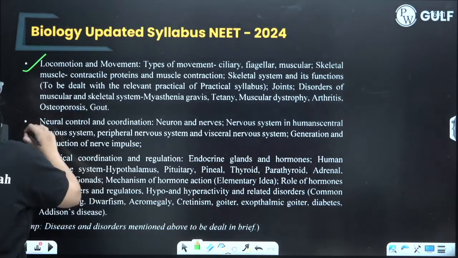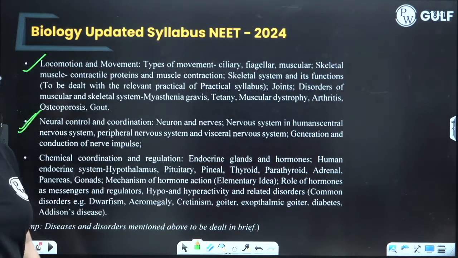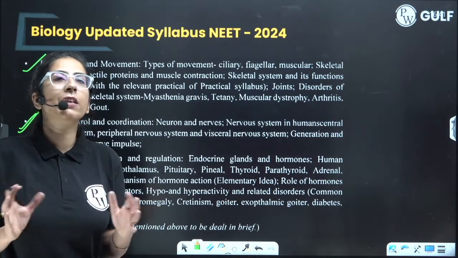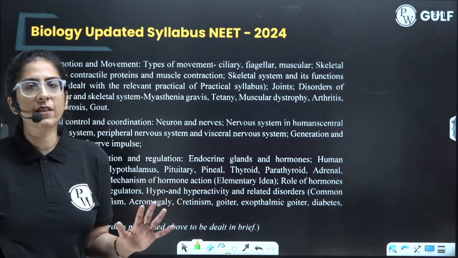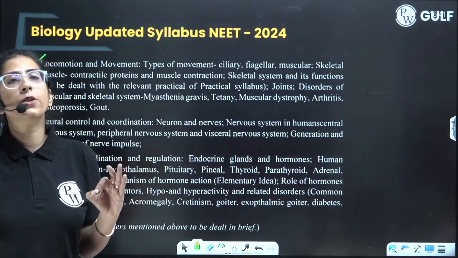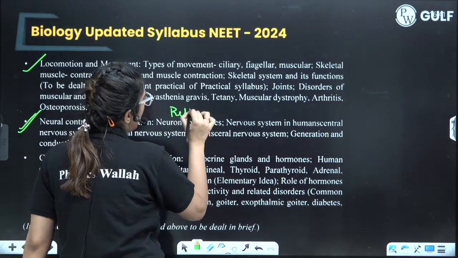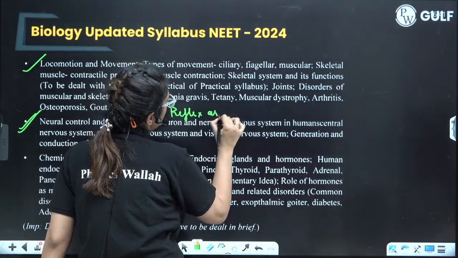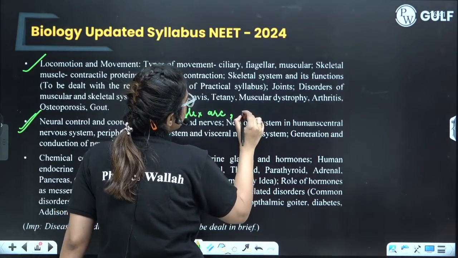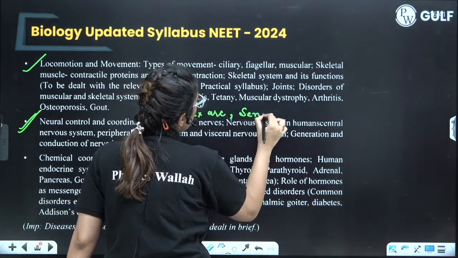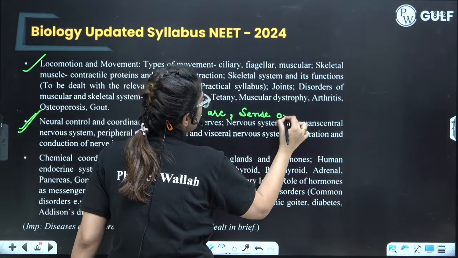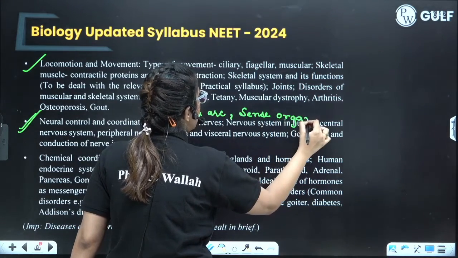Neural control and coordination, please remember here, reflex arc is not given. So reflex arc, no need to study the reflex arc. Here, no need to study the sense organ. So two topics are deleted. One is the reflex arc, and the second one is the sense organ. Sense organ is every time examiner's favorite. I don't know why, but it is deleted.